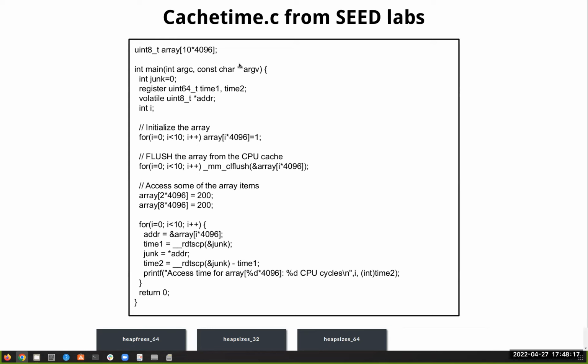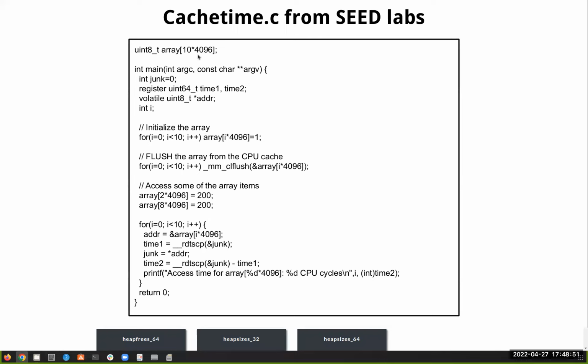Let's say this is a C code, cache_time.c. First of all, we have a global variable array, and the size of the array is 10 pages. In the system we're using, each page is 4 KB, so we're doing 10 times 4 KB. That's a huge array. That's 40K. And that will obviously be in the main memory.